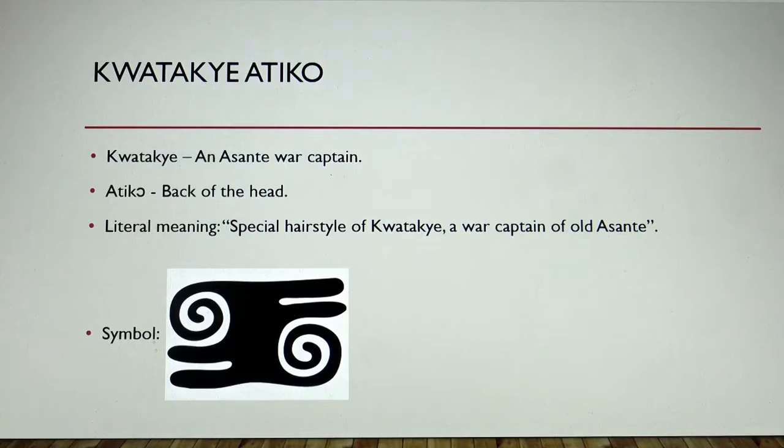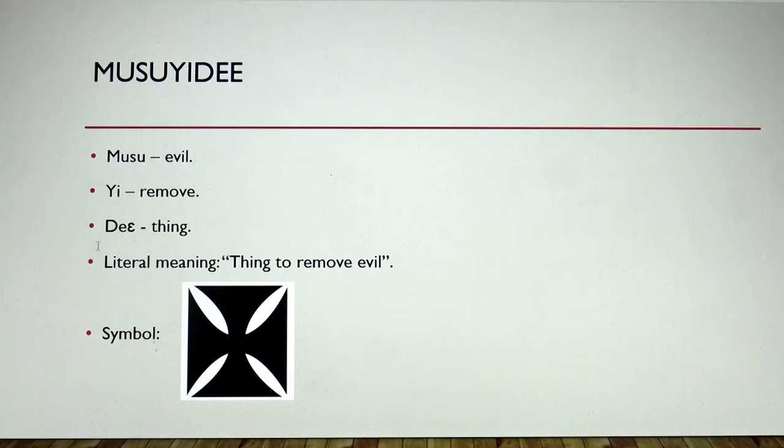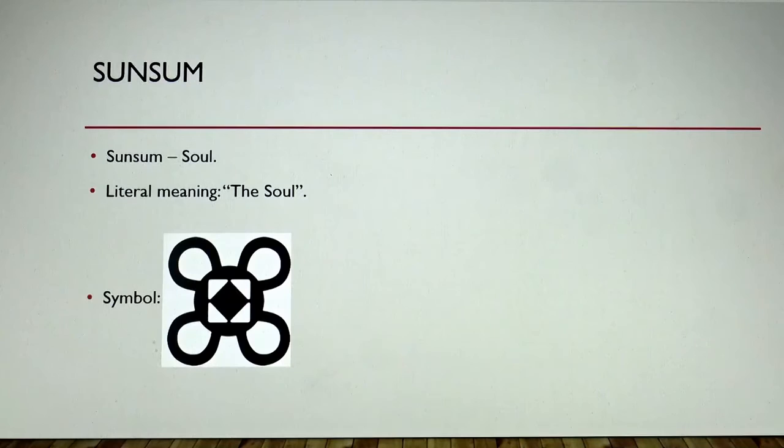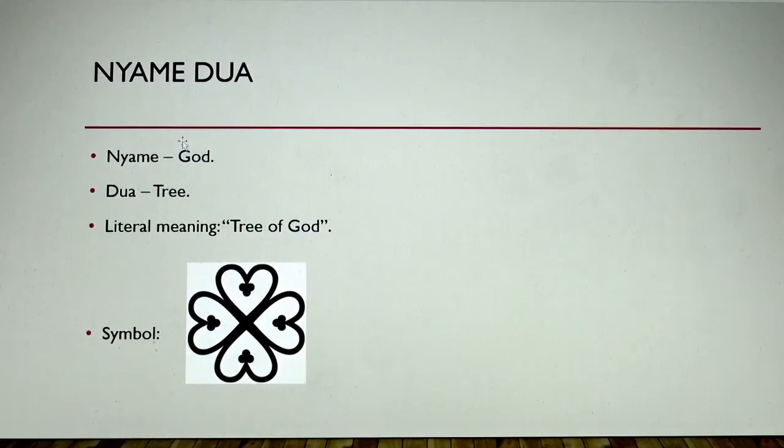Musuyide. Musu is evil. Yide, to remove. Literally meaning to remove evil. And this is the Adinkra symbol. Owuo atwedee. Owuo means death. Atwedee is ladder. Literal meaning the ladder of death. This is the Adinkra symbol. Sunsum. Sunsum is soul. Literally meaning the soul. And this is the Adinkra symbol. Nyame dua. Nyame means God. Dua, tree. Literally meaning tree of God. And this is the Adinkra symbol.